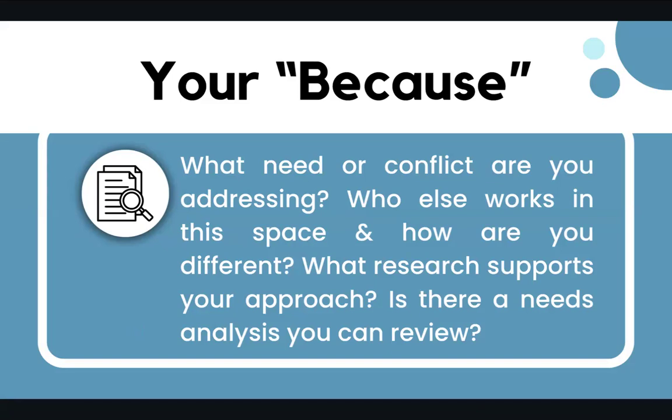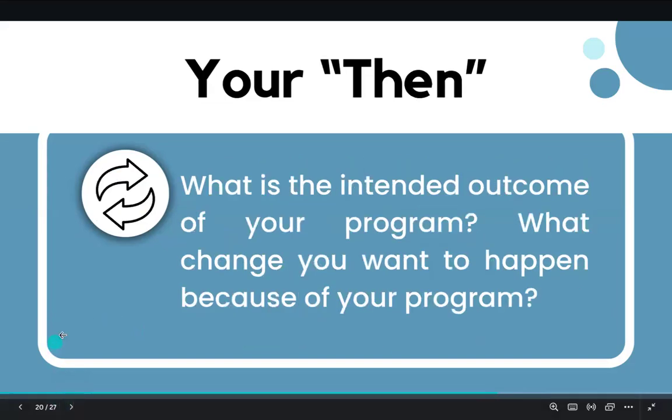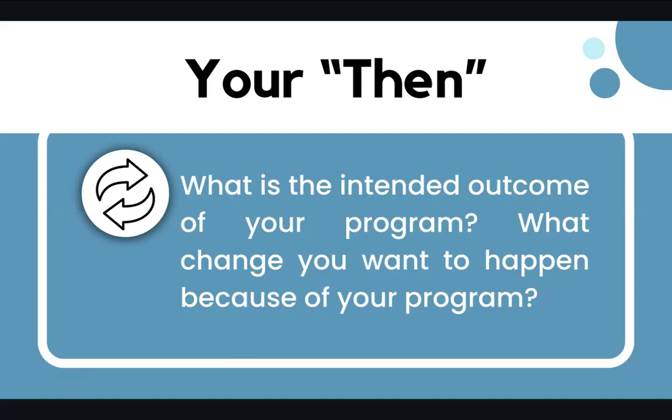Okay, welcome back. I hope you've taken some time to really think about this, because this research and evidence will support everything else you do in your theory of change. Okay, so this next part is your then. What is the intended outcome of your program based on the research and evidence you found in your because? What change do you want to happen because of your program?